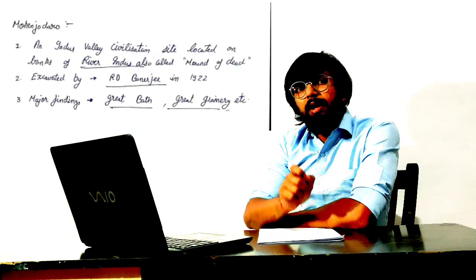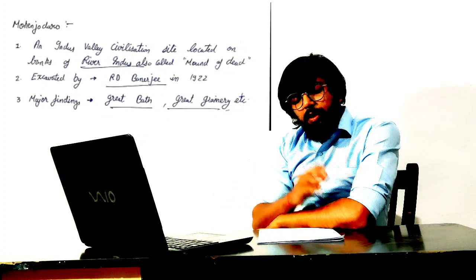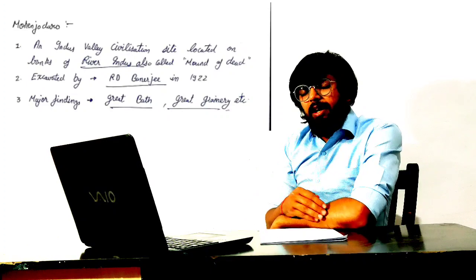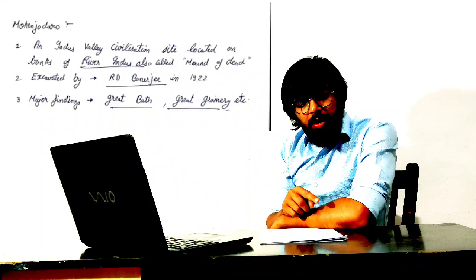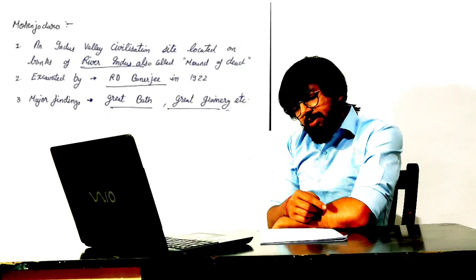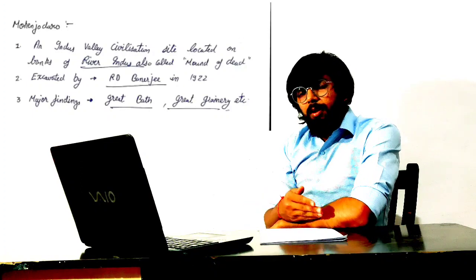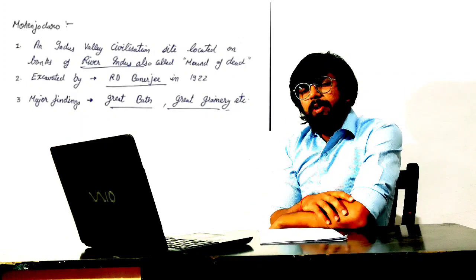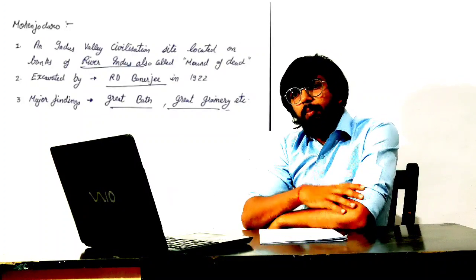So you will have to write: an Indus Valley civilization site located on the banks of river Indus, also known as Mound of Dead. I have included 3 facts on the same point. The second I have written: excavated by R.D. Banerjee in 1922. Again 2 facts are included in the second point. The third: major findings can be Great Bath, Great Granary, other seals from Persian, Mesopotamian civilization that we have recovered from excavation. Anything you can mention in major findings. So this is how I have written a 3 marker on Mohenjo-daro.